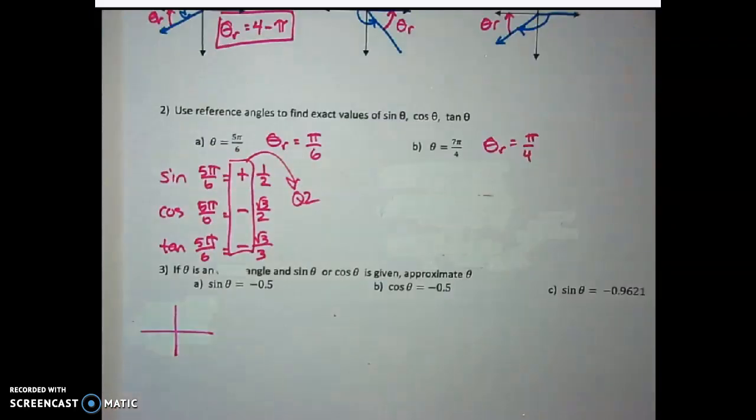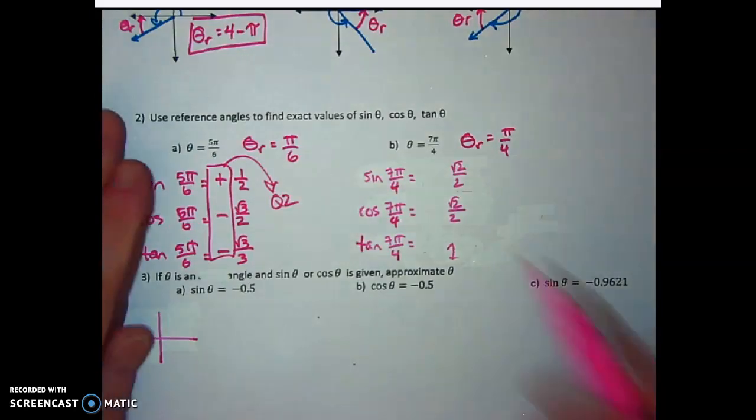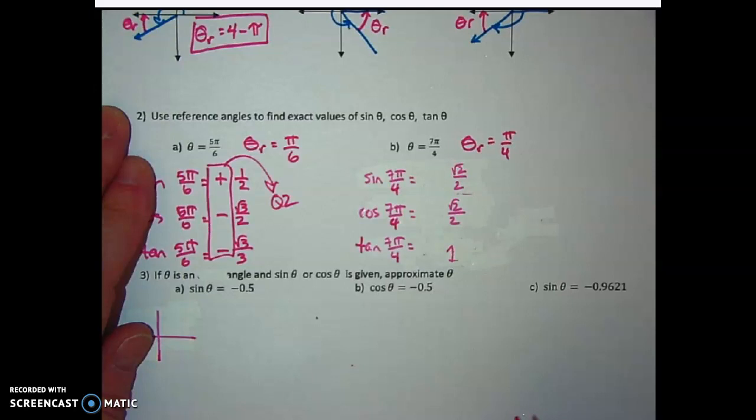For 2b, again, we can conveniently look up above at 1e, and we see that our reference angle for 7 pi over 4 is pi over 4. So now I want you to pause the video and see if you can figure out what the sine, cosine, and tangent should be for 7 pi over 4. So thinking about our reference angles of pi over 4, the sine is square root of 2 over 2, cosine is square root of 2 over 2, and tangent is 1.